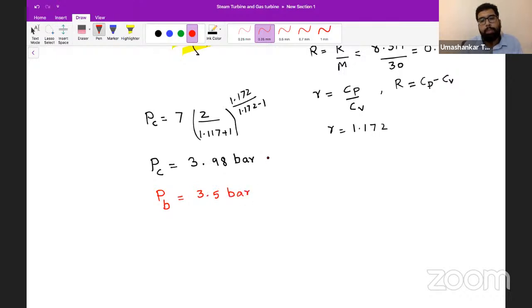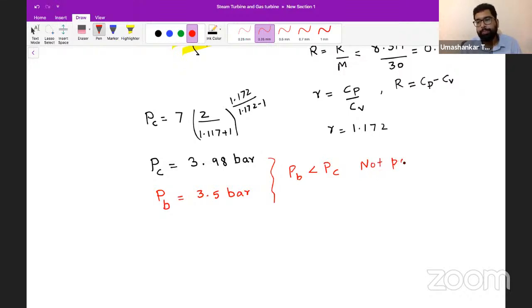Now, is this possible? Can we do it in a converging nozzle? No, we cannot do it in a converging nozzle, because here the back pressure is less than the critical pressure. So this is not possible.